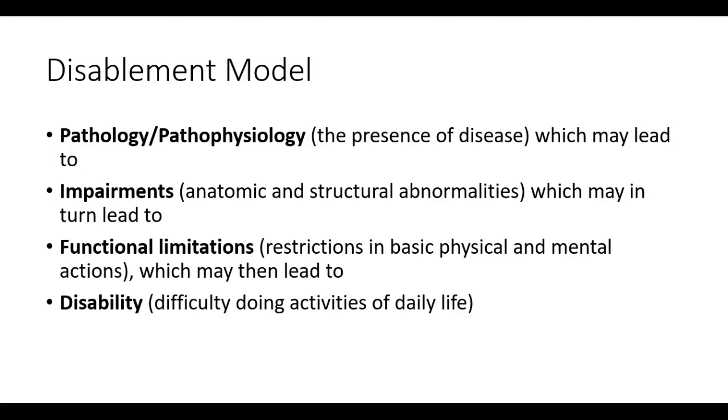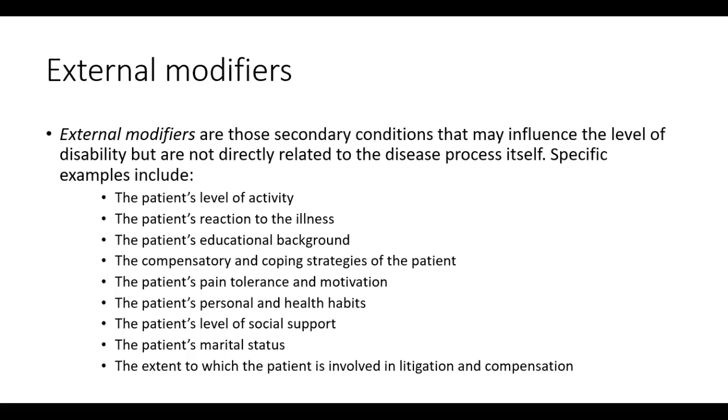So in the Nagi model, there's really 4 levels that it looks at. It looks at the pathology, which is the presence of disease, and then how that disease might lead to impairments, which is loss of function within the body, and then how those impairments can lead to limitations in function, which is how the whole body moves. And finally, how does that loss of whole body movement affect how that person or how that patient can engage with the world? And that's disability. So let's take a closer look.